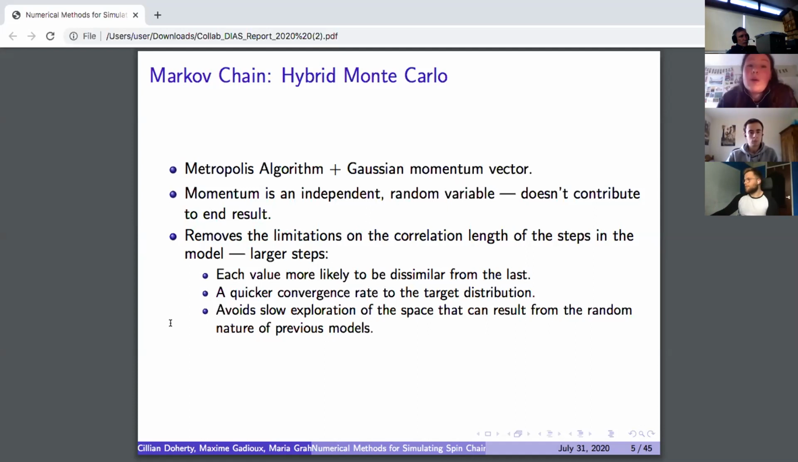So why would we do this? Well, the main reason is that it allows for larger steps, removing the limitations on the correlation length of the steps in this model, which means that each value is more likely to be dissimilar from the last, and leads to a quicker convergence rate to the distribution that you want, and avoids the slow exploration of the space that's characteristic of previous models.